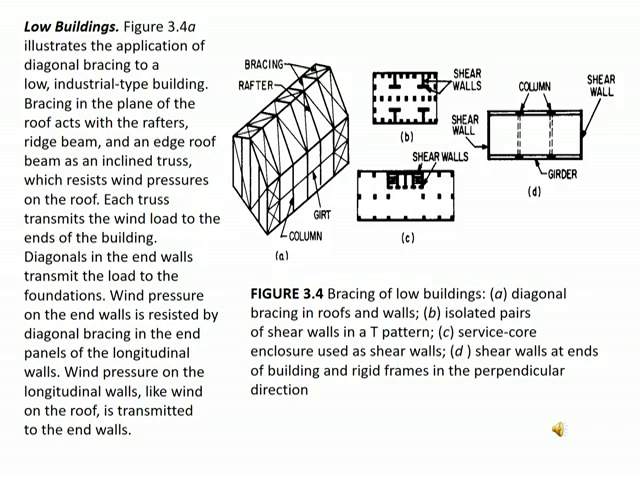How the diagonal bracing is installed in the roofs and walls. B is the isolated pairs of shear walls. C is a cellular enclosure used as a shear wall. D is shear walls at the ends of the buildings and rigid frames in the perpendicular direction.